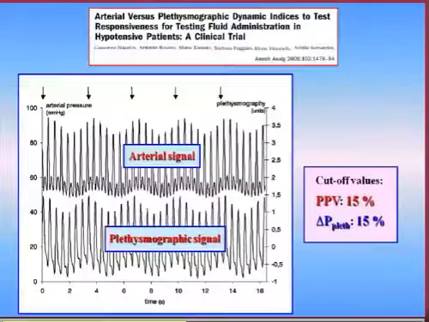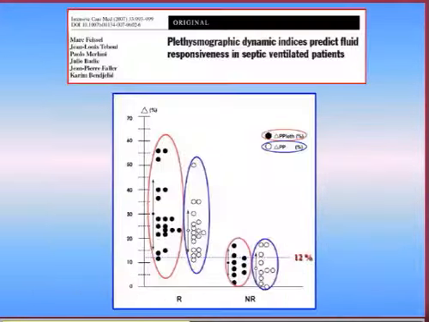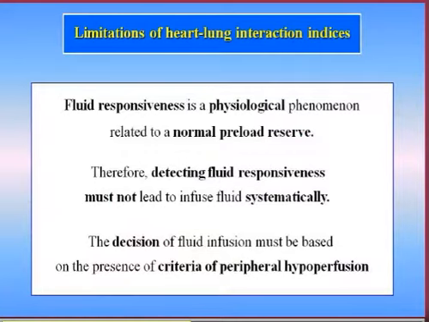This is a paper by Natalini and co-workers, an Italian group, demonstrating that the arterial signal variation was similar to the plethysmographic signal variation, and they found cutoff values of 15%. Also, a study we did with Mark Fessel, we found the same results. But there are some limitations of using heart-lung interaction indices.